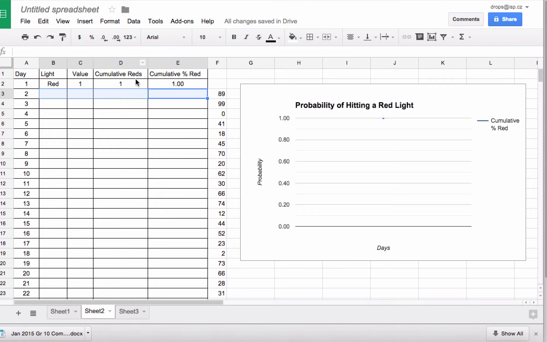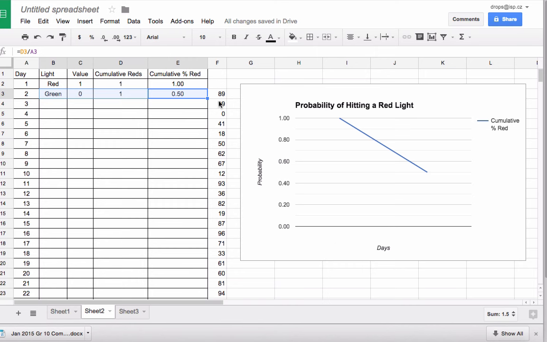So here's the same table, day 1, and I'm going to do lots of days, and I have red. I'm going to look at what was previously done. And so the next time I come along, it is a green light. So the value is 0. The cumulative is 1 because it's 0 plus 1. And I have 2 days, and in total I've done 1 red, so it's 50%. And this graph here starts to show, here's day 1, here's day 2, it's 100%, down to 50%.